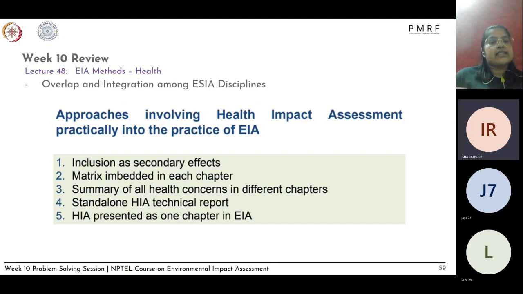So health is basically used in all of the chapters of EIA which we have discussed so far, and you can map all of the health outcomes and health determinants which a particular activity or project dimension has in any of the previous chapters. And then you have this matrix which can be placed at the end of each chapter in a summary form. And then also you can have a standalone HIA report or a separate chapter on HIA in your overall EIA report.